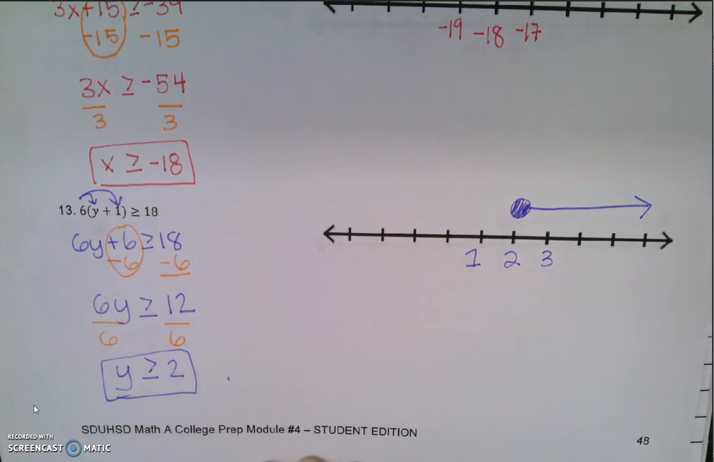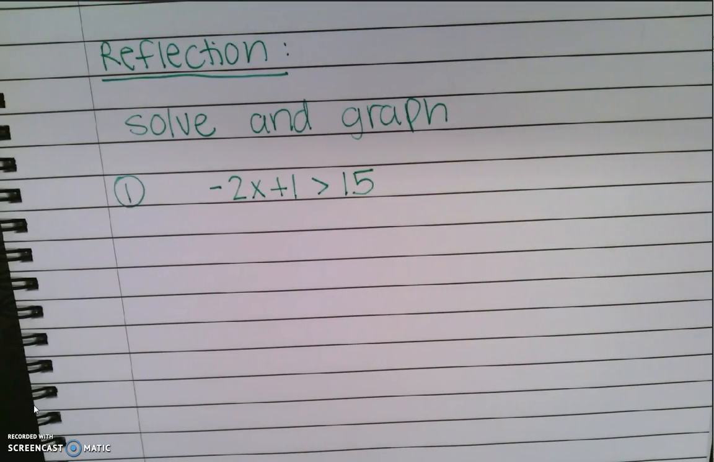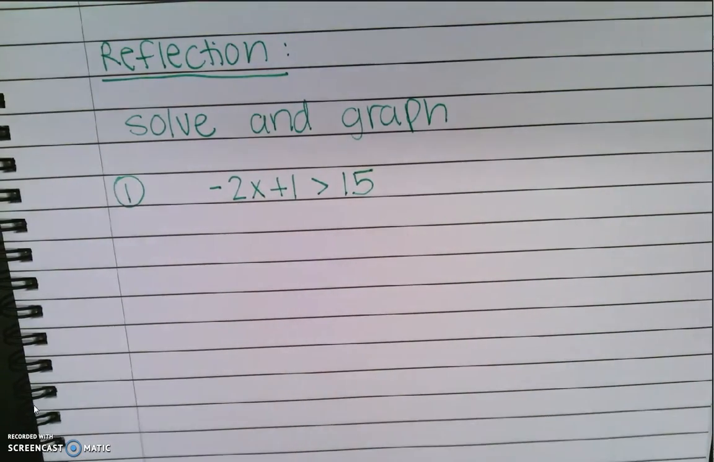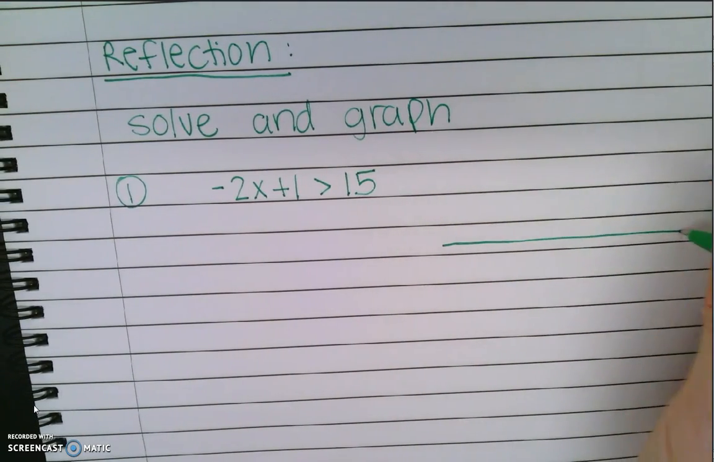Okay, let's start our reflection. So your reflection for this lesson is to solve and graph this inequality. Negative 2x plus 1 is greater than 15. And of course, we're going to graph this on a number line.